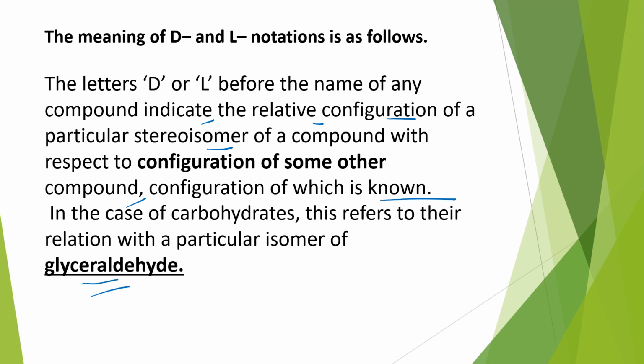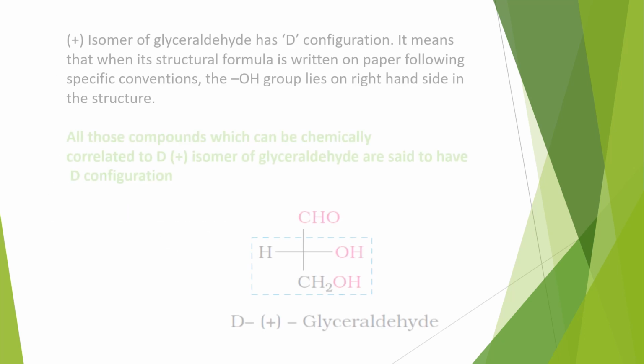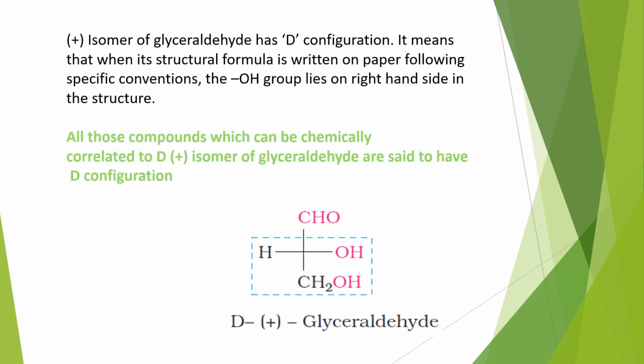So, if the plus isomer of glyceraldehyde has D configuration, it means that when its structural formula is written on paper following specific conventions, the OH group lies on the right hand side in the structure. That is why it is known as D and it is given as plus glyceraldehyde. All those compounds which can be chemically correlated to the D plus isomer of glyceraldehyde are said to have D configuration. Right?